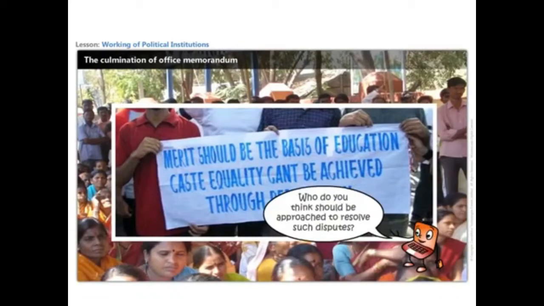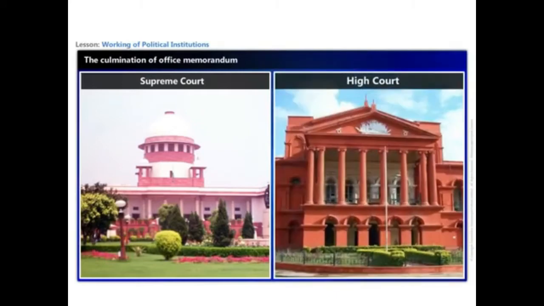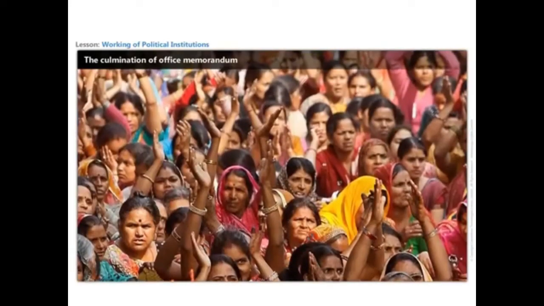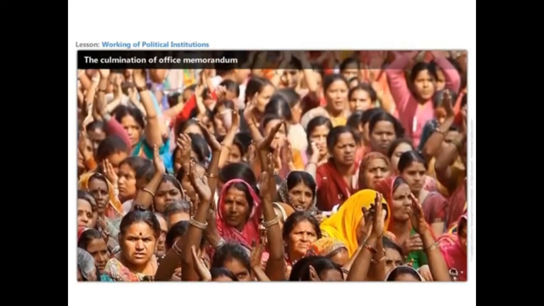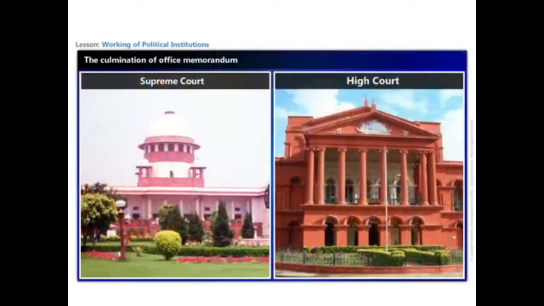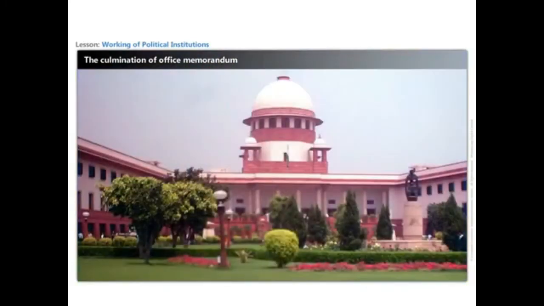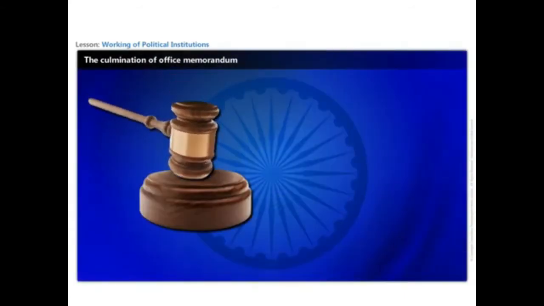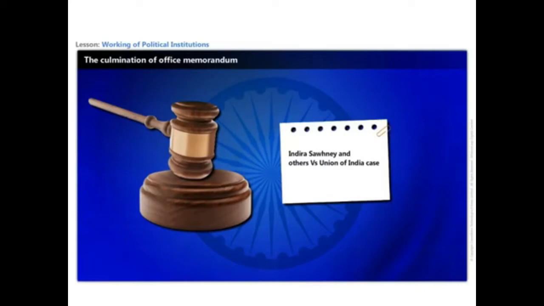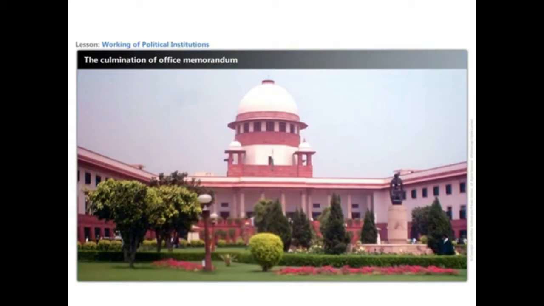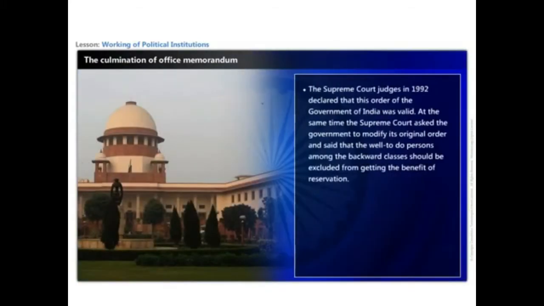Who do you think should be approached to resolve such disputes? Yes, the Supreme Court and the High Courts in India should be approached to settle the disputes arising out of governmental decisions. Likewise, some people and associations who opposed this order filed a number of cases in the courts. The Supreme Court of India bunched all these cases together and called this case the Indira Sawhney and others versus Union of India case. 11 judges of the Supreme Court heard arguments of both sides. By a majority, the Supreme Court judges in 1992 declared that this order of the Government of India was valid.